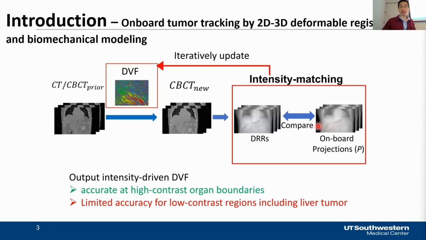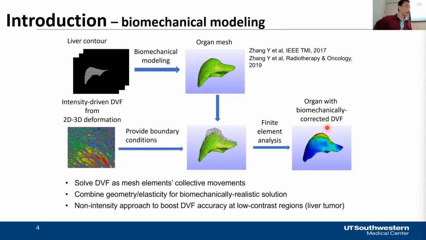The idea of the basic 2D-3D deformable registration is to find the deformation vector field that would deform some prior imaging, such that the simulated X-ray projection from the deformed imaging will match the onboard projection. This intensity-based algorithm has good performance, especially in high-contrast regions such as the diaphragm. Therefore, the deformation vector field at the boundary region can have high accuracy. Then we can combine this with the biomechanical modeling to obtain the accurate tumor position.